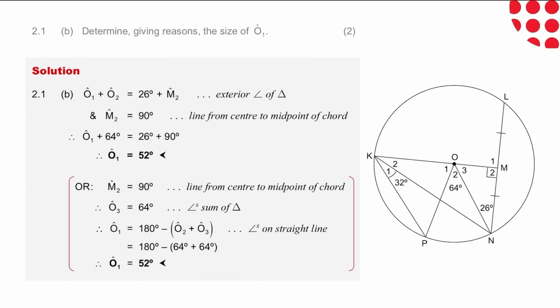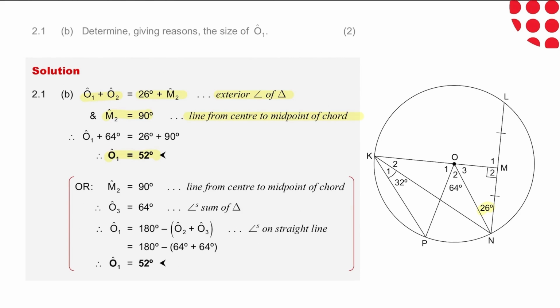If we look at the solution written up very nicely for you, we have angle O1 and angle O2 being combined to form the sum of 26 and M2, because we're using the exterior angle of the triangle. Angle M2 we can account for because we've got the line from the center to the midpoint of the chord, so we know it's 90 degrees. We also know that angle ONM, this little angle here, is 26 degrees. So by using simple arithmetic, we can conclude that angle O1 is 52 degrees.